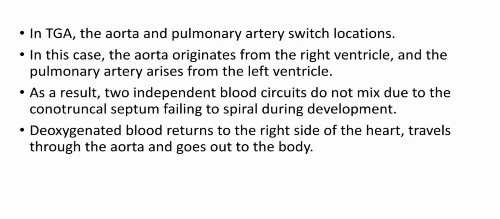In transposition of the great arteries, the aorta and pulmonary artery switch locations. In this case, the aorta originates from the right ventricle and the pulmonary artery arises from the left ventricle. As a result of the above, two independent blood circuits do not mix due to the conotruncal septum failing to spiral during development. Deoxygenated blood returns to the right side of the heart, travels through the aorta, and goes out to the body.